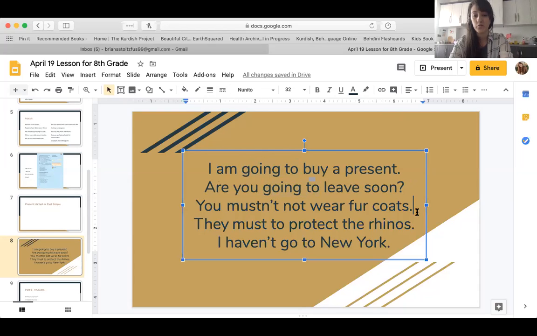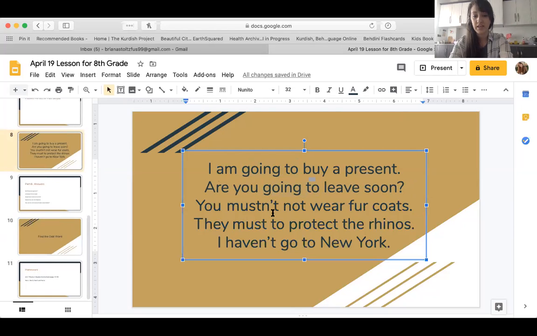Number 3, you mustn't not wear fur coats. What's wrong with this sentence? Well, you can see mustn't is short for must not. And now we have two nots. Is this good? No. We need to remove this and simply say, you mustn't wear fur coats. Try to do 4 and 5, and then we will correct.